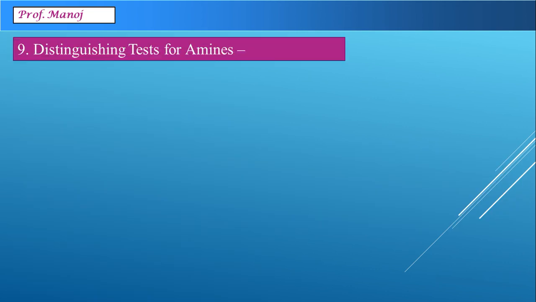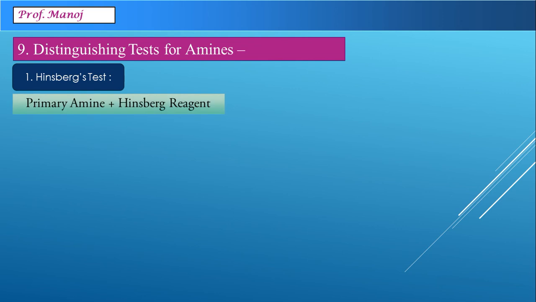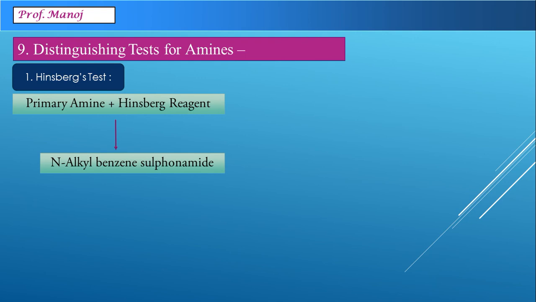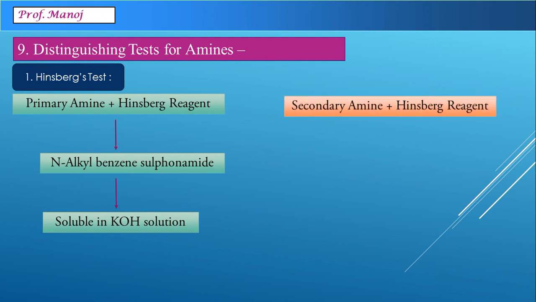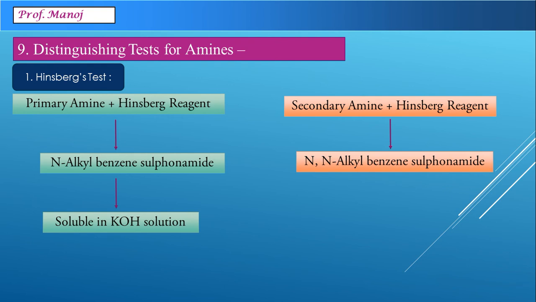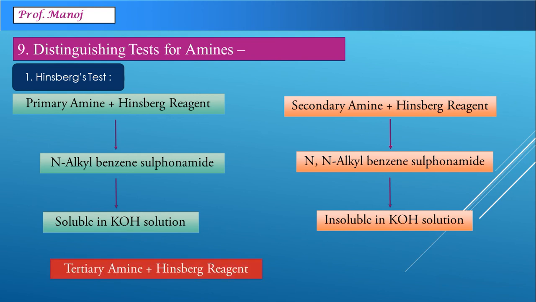We come to the distinguishing tests for amines, and these tests you have already studied, we are just summarizing them together. The first is Hinsberg's test. Primary amine is treated with Hinsberg reagent. It produces N-alkyl benzene sulfonamide, and on acidification it is soluble in KOH. If you carry out this reaction with secondary amine, we get N,N-dialkyl benzene sulfonamide, which is insoluble in KOH, and tertiary amine does not show the reaction.